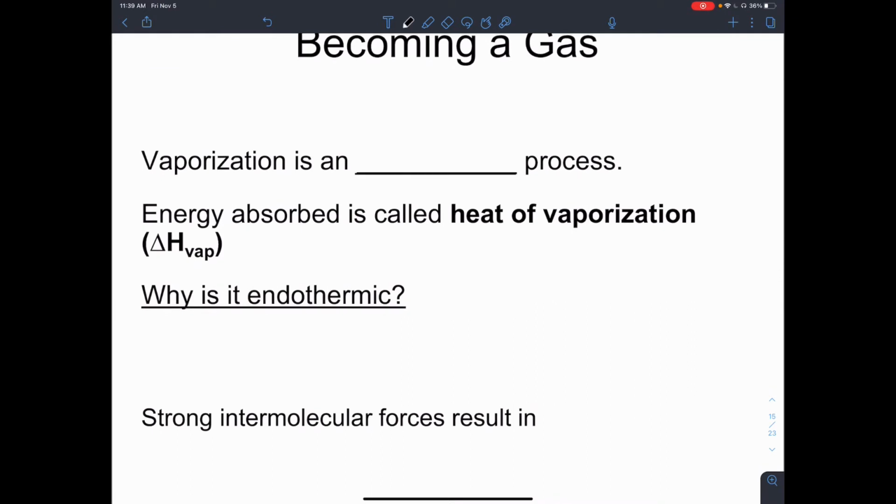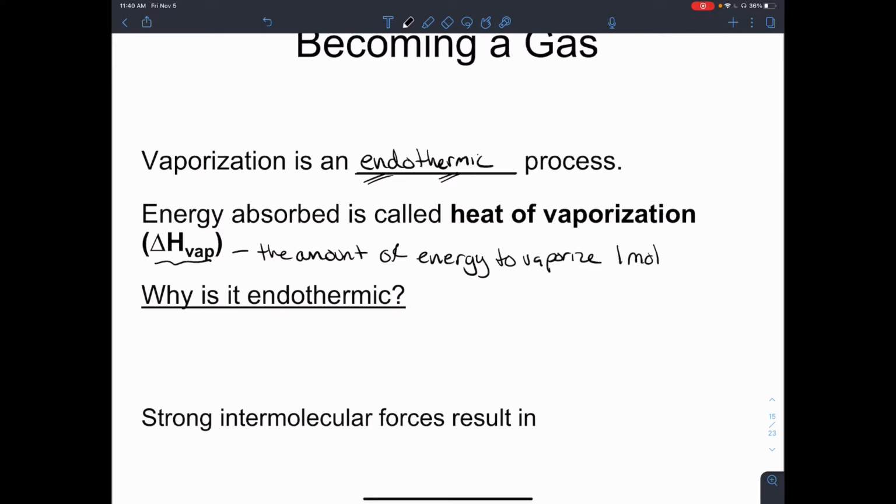Vaporization is an endothermic process, right? Endo meaning energy in, thermic meaning thermal energy or heat energy, and energy absorbed is called heat of vaporization. This is the symbol for heat of vaporization. We won't be using it to do any math right now, but it's kind of interesting to think about it this way. This is the amount of energy required to vaporize. Right, that's to turn from a liquid into a vapor.